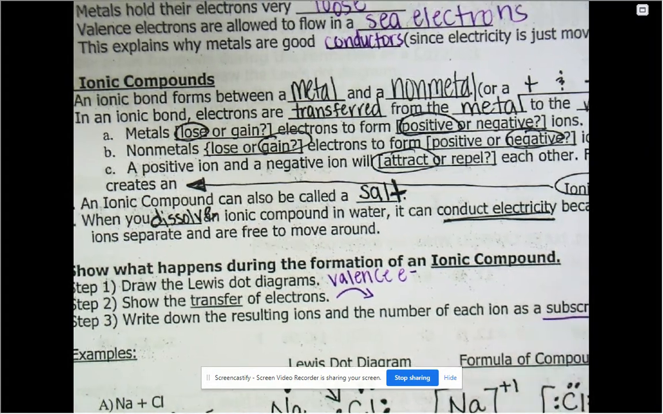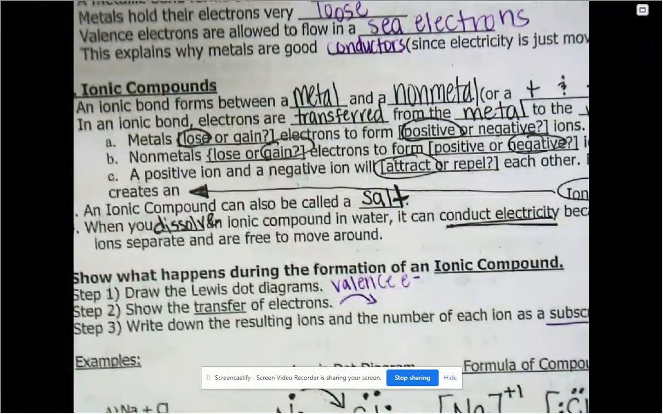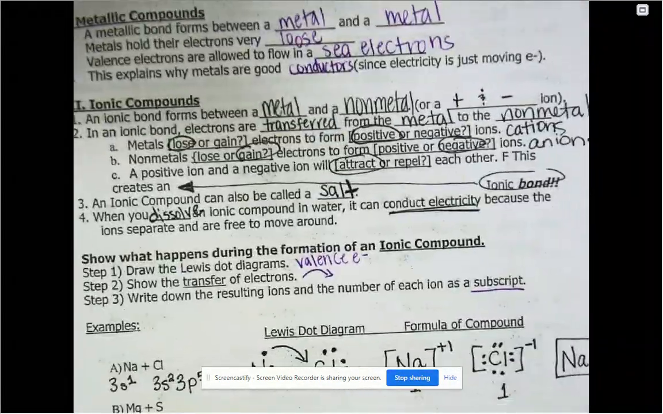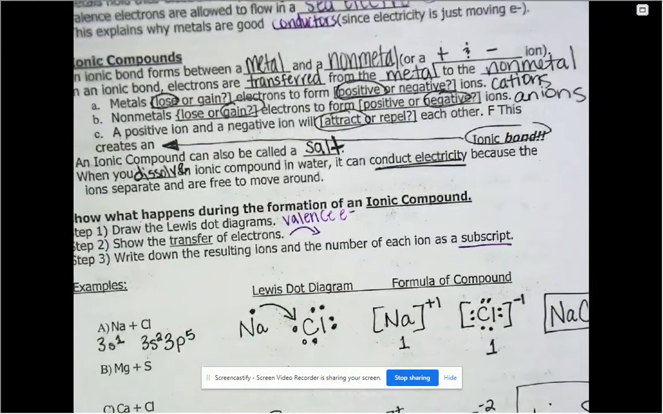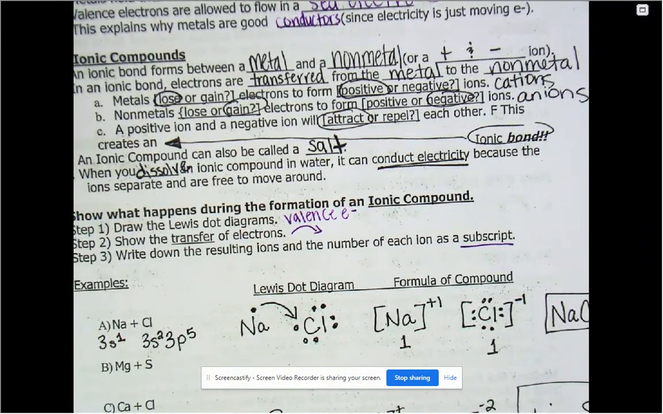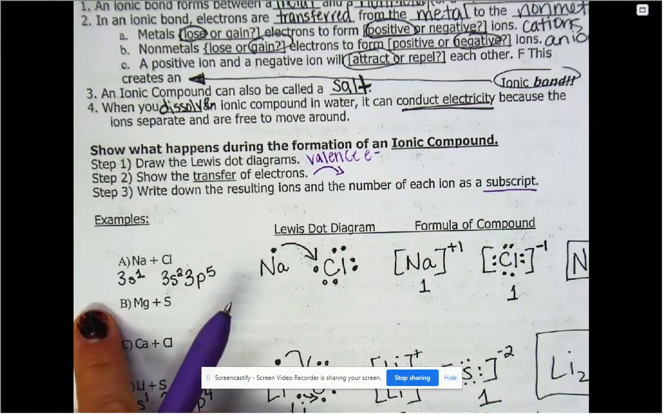What is a subscript? They're the little numbers. So if I put CO2, it's that little number. It's a subscript, not a superscript. Superscripts are up high. Subscripts are down low.